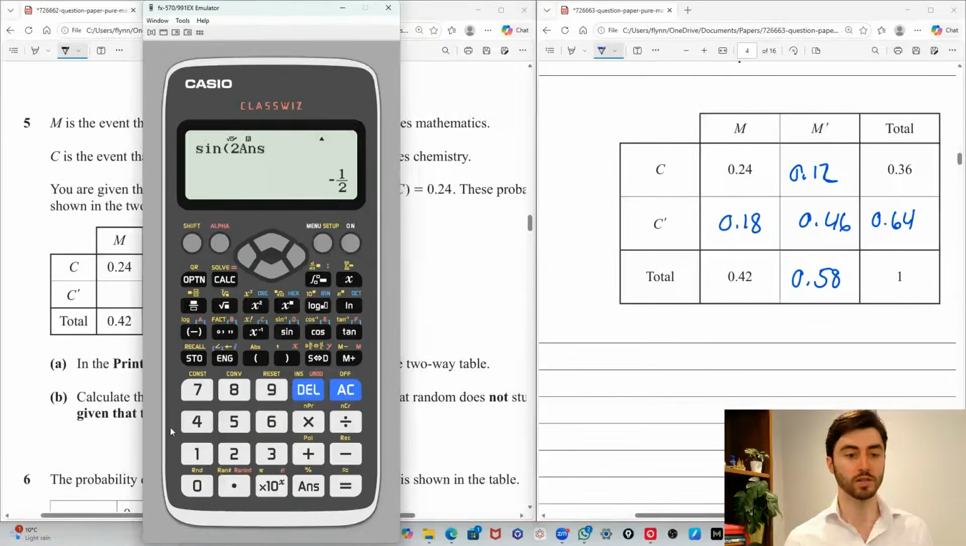This one, let me just confirm everything sums up the way it's supposed to. Does equal the 0.36. Checking the second row. That adds up. Checking the first column. Yep, checking the second column. Yep, checking actually just the sum of all of them.